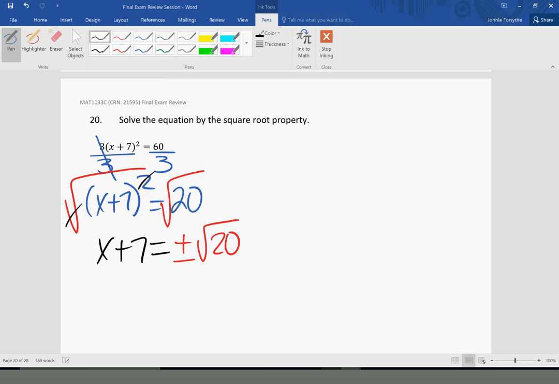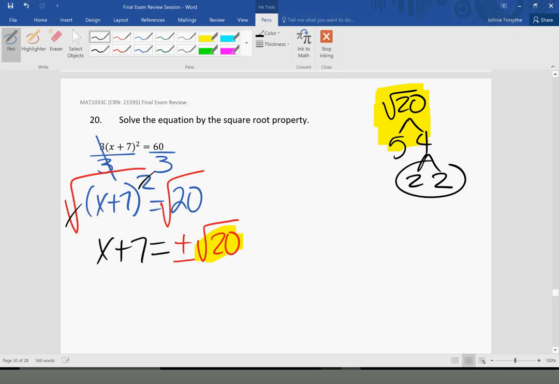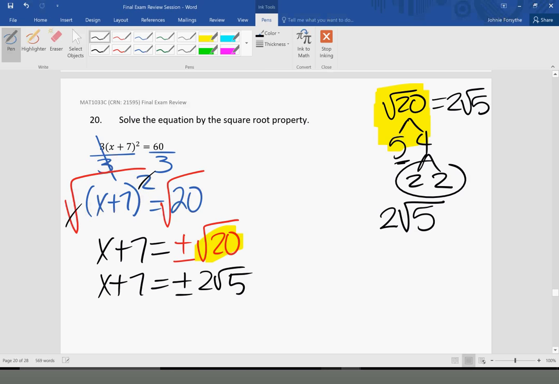Okay? Now, you can simplify the square root of 20. Let's do that over here. So the square root of 20, let's break that down into, let's see, 5 times 4, 2 times 2. We're looking for pairs of the same number. We have a pair of 2's. Root, what's left over is the 5. So the square root of 20 is the same thing as 2 root 5. This is going to be x plus 7 equals plus or minus 2 root 5.